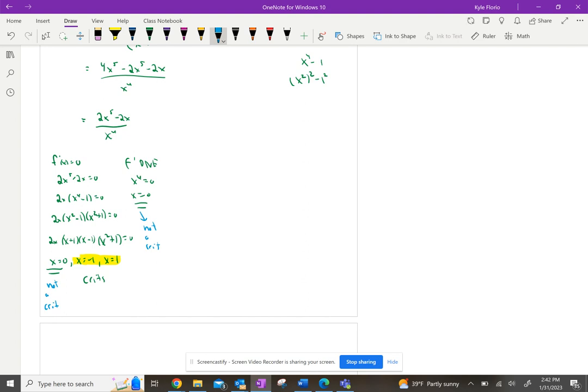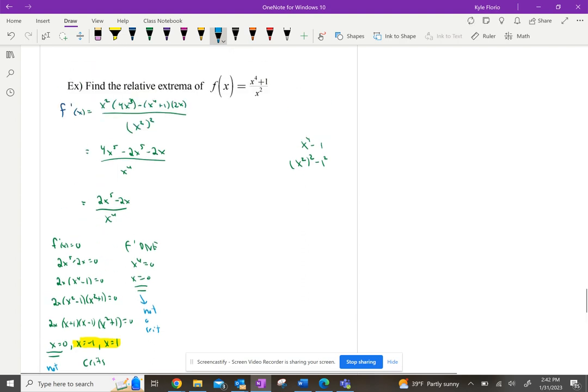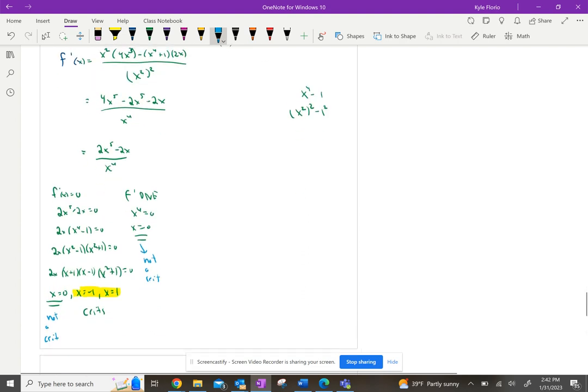We're still going to use 0 in the sign chart. What's happening at 0 is we have an asymptote. If you remember back, this should make sense that we have an asymptote here. So we cannot have a max or a min here. We can only have a max or a min at negative 1 and 1.